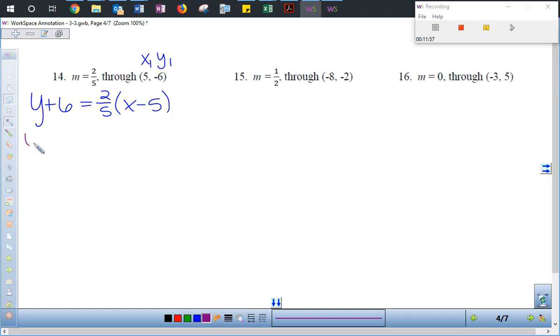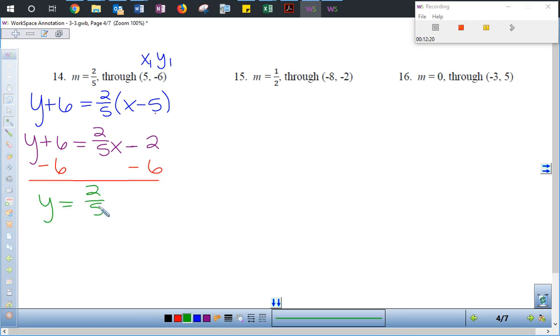Now to solve, we'll distribute. So y plus 6 equals 2/5 x, a positive times a negative is a negative, and then 2/5 times 5. So 5 goes into 5 one time, and then 1 times my numerator of 2 is 2. Then we can subtract 6 from each side, and we're left with y equals 2/5 x minus 8.